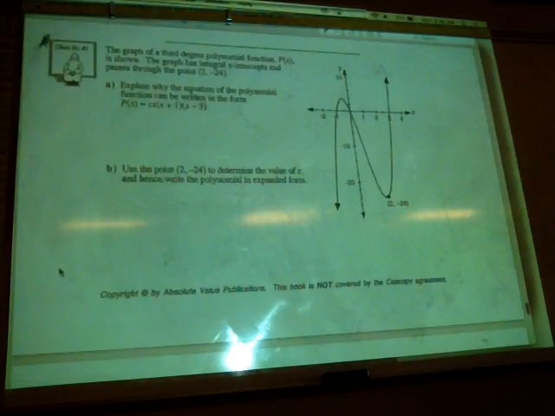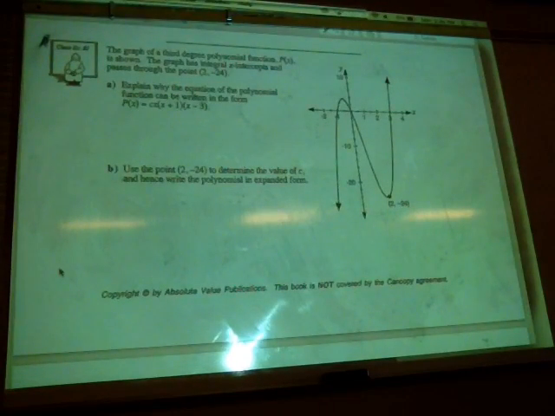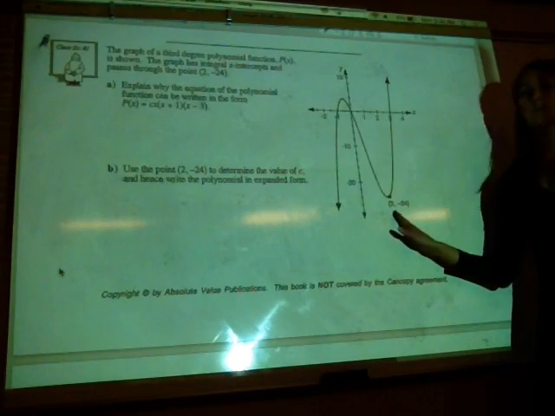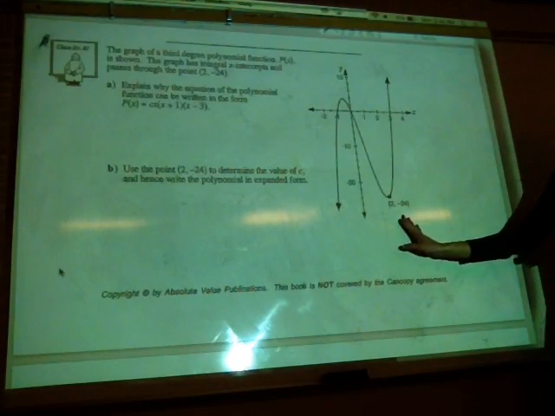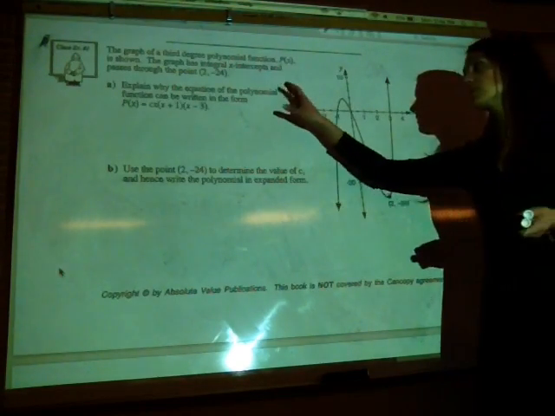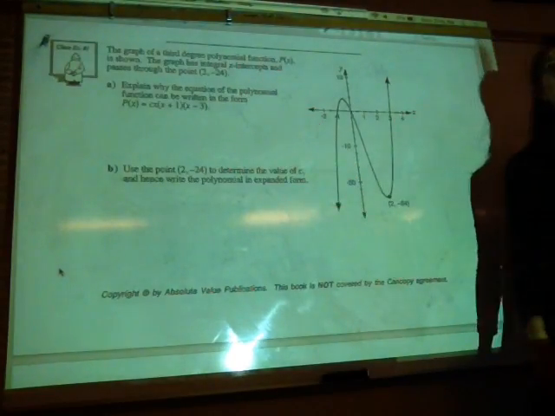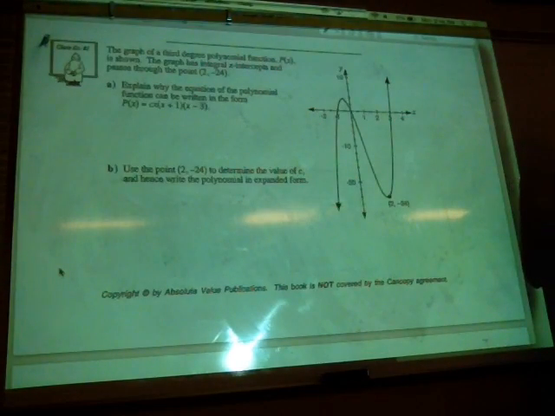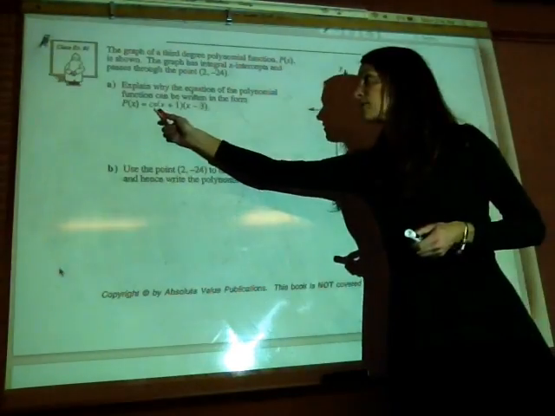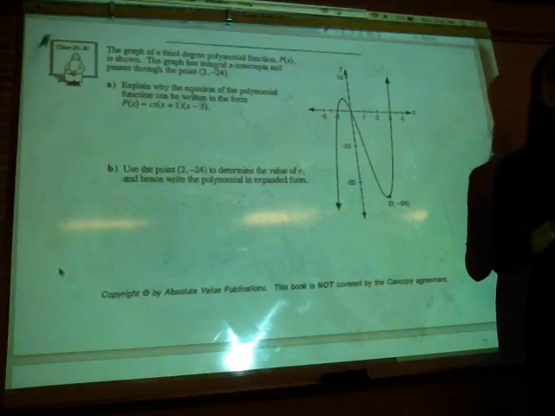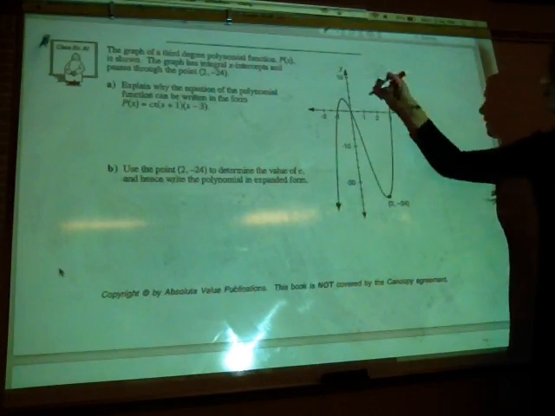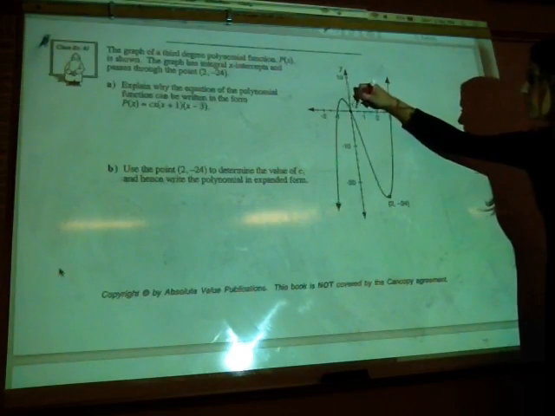So let's take a look at this first example here. We're given a polynomial graph. They're telling us that this polynomial goes through the point (2, -24), and we're supposed to tell them why we can write it in this form, where we have a leading coefficient times x times (x plus 1) times (x minus 3). Where did they get this x from, looking at the graph? 0. Good, we have an x-intercept at 0.